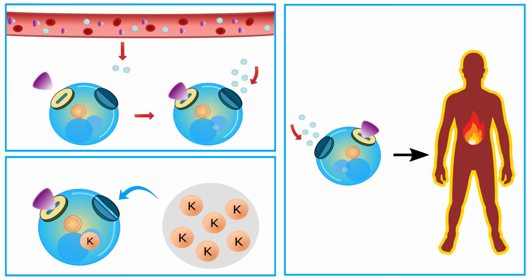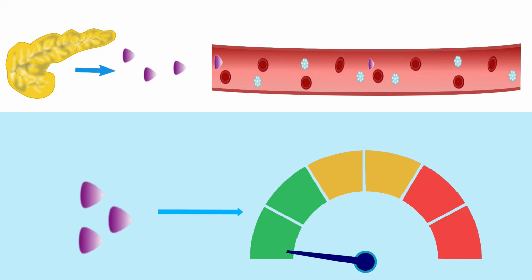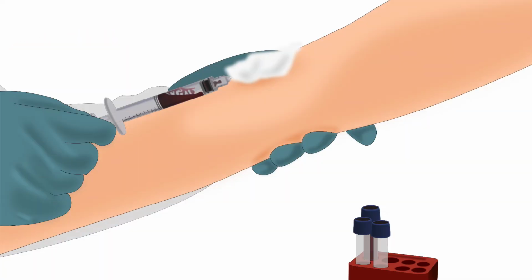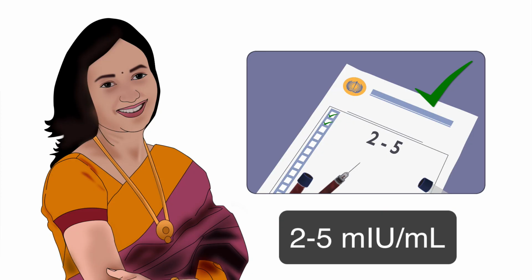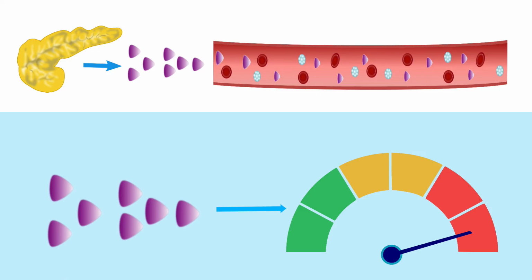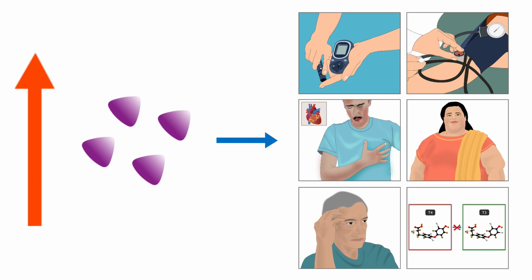These beneficial roles of insulin are seen when it is present in normal level. Fasting insulin in healthy individuals should be between 2 to 5 MIU/ml. MIU/ml stands for milli-international units per milliliters. High levels of insulin in the blood creates a lot of health issues. This will be discussed in detail in another tutorial.